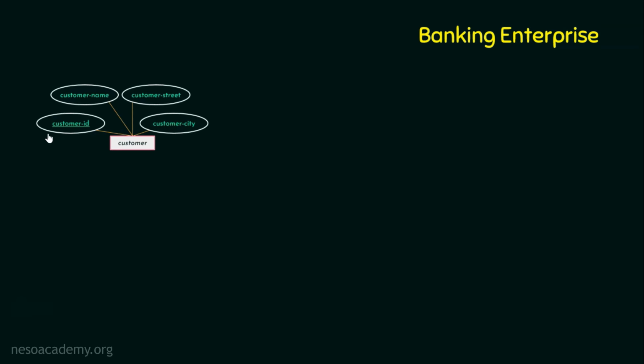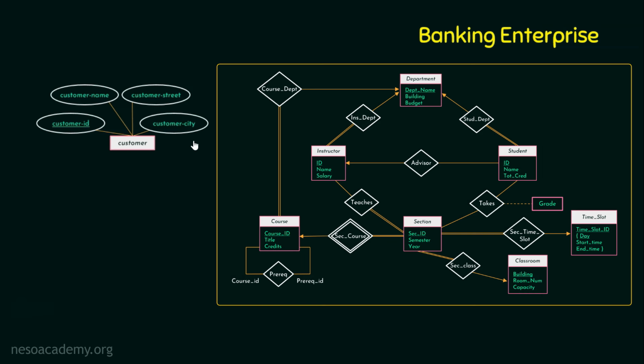Let's start with the first entity set, which is the customer. This customer entity is described by a set of attributes such as customer ID, which is a primary key attribute, customer name, customer street, and customer city. If you observe, in the last presentation, when we discussed about the ER diagram for university databases, I've shown a different way of representing entities and attributes. But here I am showing something different like this.